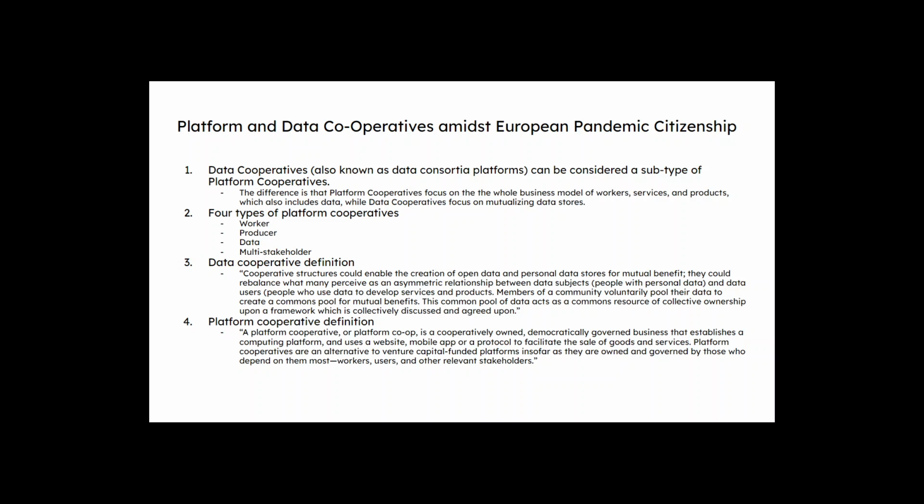And then here we have the data cooperative definition. Again, you have co-op structures to enable creation of open data and personal data stores for mutual benefit. And going to the heart of the issue, it is really to balance the asymmetric relationship between data subjects and data users. And generally, when you think of data users, you can also think of that directly as somewhat corporate monopolization of tech users' data. But that's really what you could say is the main issue addressed.